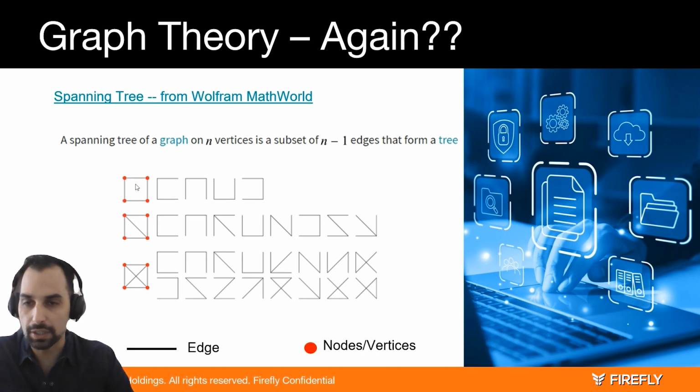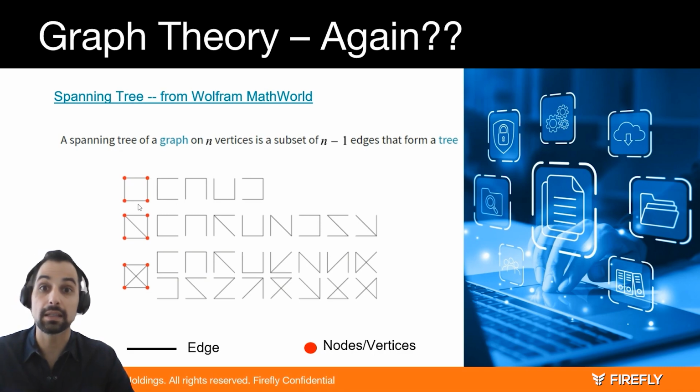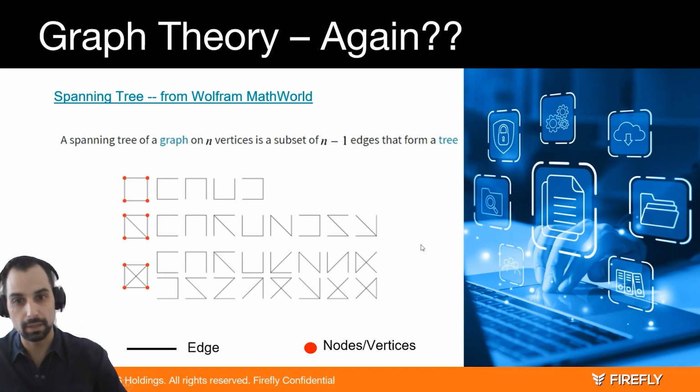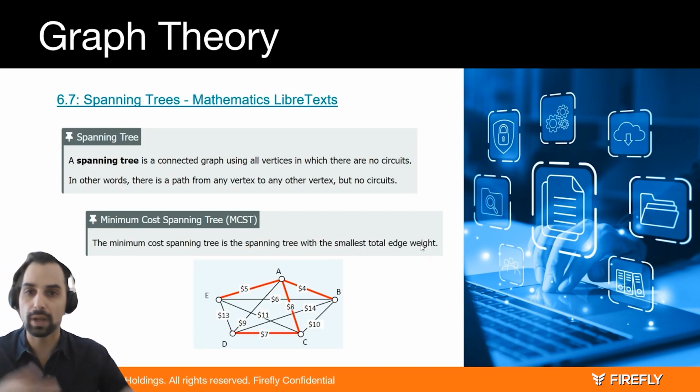So if you see here, the interesting thing is that we have different spanning trees from the same graph. And the important thing is that in all cases, all the nodes are somehow reachable through the tree. Okay, so this is very interesting and very important. If we move forward, we have another definition, which I think also clarifies a lot.